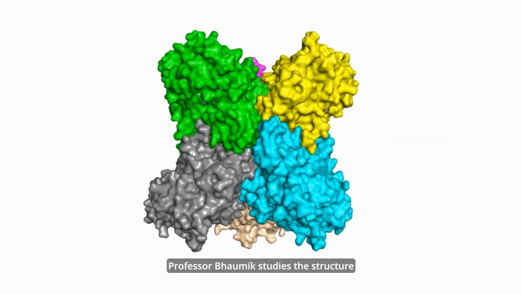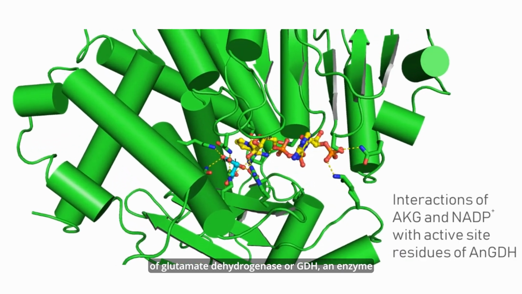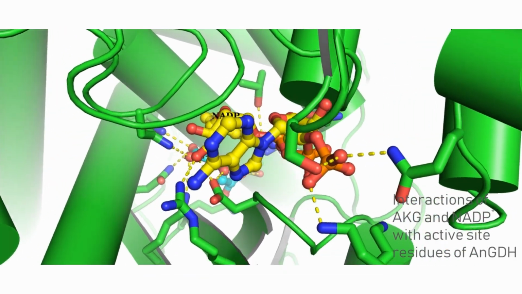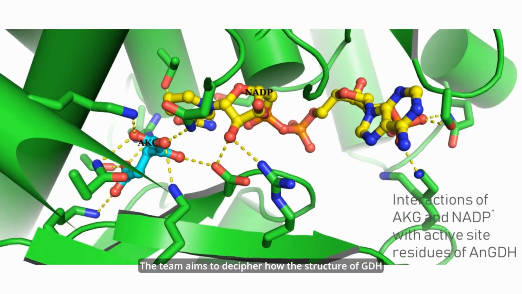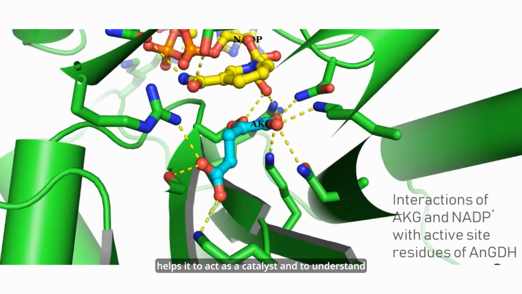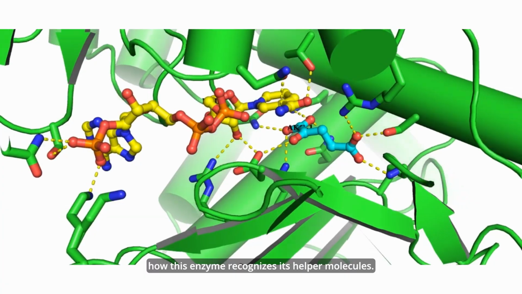Professor Bhaumik studies the structure of glutamate dehydrogenase, or GDH, an enzyme that plays an important role in amino acid metabolism. The team aims to decipher how the structure of GDH helps it to act as a catalyst and to understand how this enzyme recognizes its helper molecules.